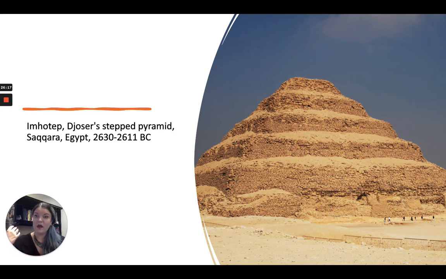So this is a tomb designed by Imhotep, the master builder, and he designed it for the pharaoh he worked for, who was Djoser. So this is Djoser's stepped pyramid, and it's in Saqqara, Egypt. This looks sort of familiar, right? This sort of design, the stepped pyramid. First of all, it may make us think of a ziggurat, right?